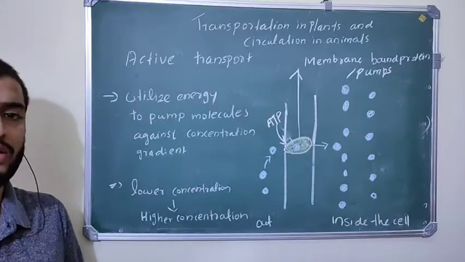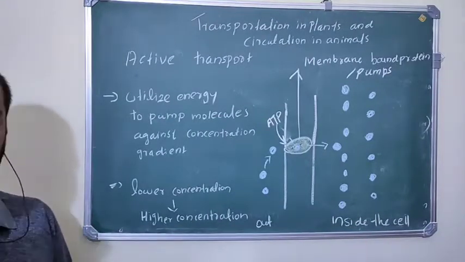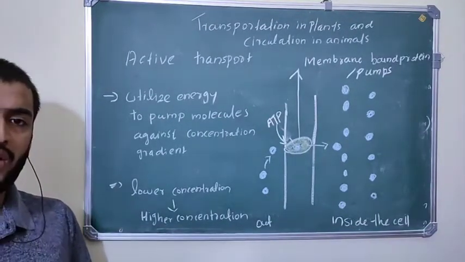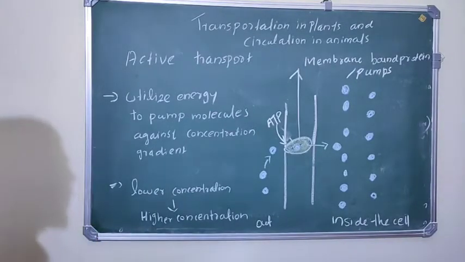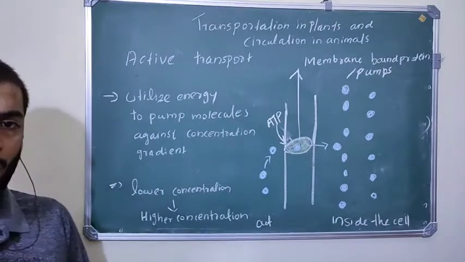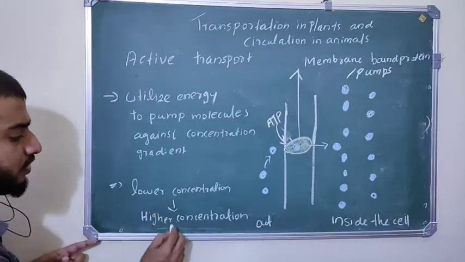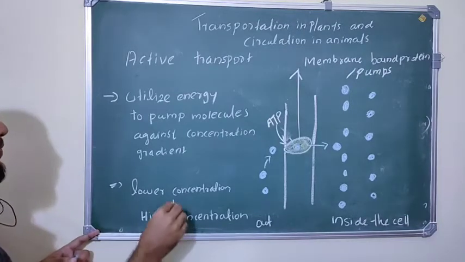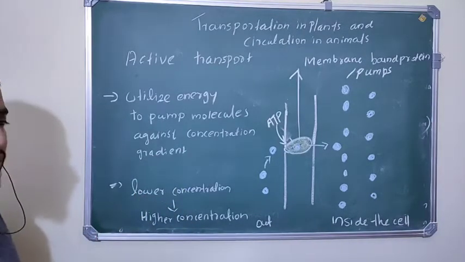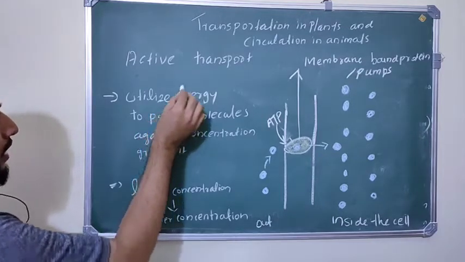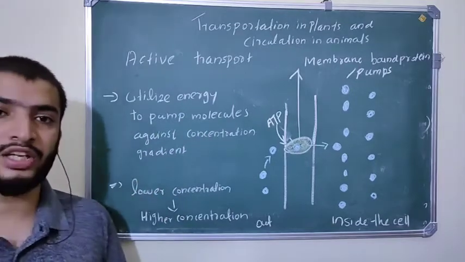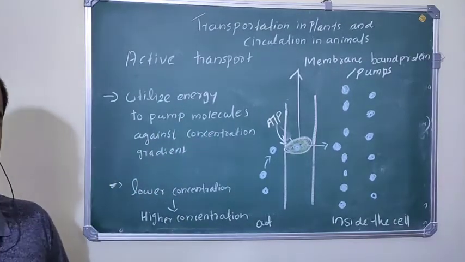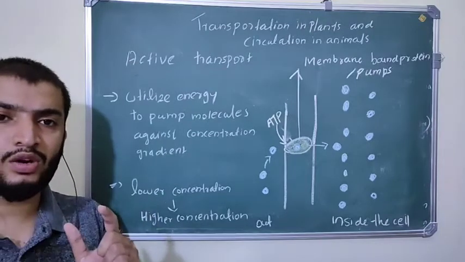So the next method of transport of material in plants is active transport. Active transport simply means the movement of molecules where we need energy. So what is active transport? Active transport means movement of molecules from lower concentration to higher concentration utilizing energy. Here, active transport utilizes energy to pump molecules against the concentration gradient. Concentration gradient simply means concentration difference.